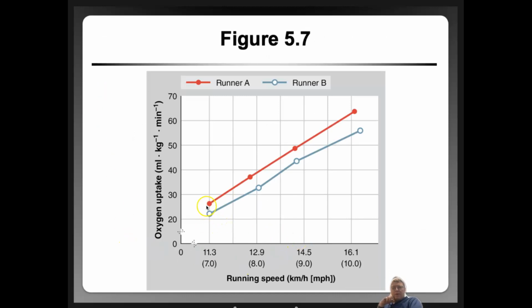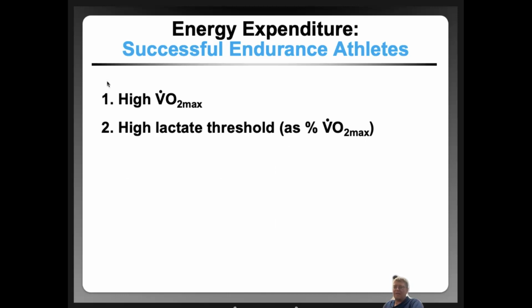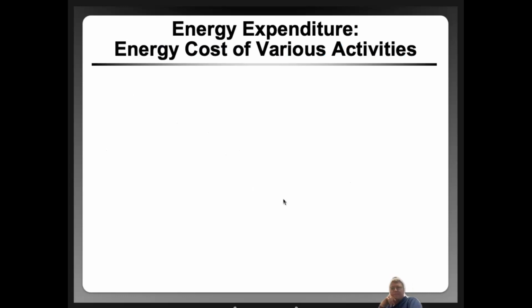So it looks like we have one runner that has a little bit better oxygen uptake, and then one that's a little less. So this would be their speed versus their oxygen uptake there. So a successful endurance athlete is going to have a high VO2 max, a high lactate threshold versus their VO2 max, and a high economy of effort. So between the two, better form, that kind of thing. So a higher percentage of type 1 muscle fibers are being used while they run, and recruitment of that. And again, you can train that as you go.